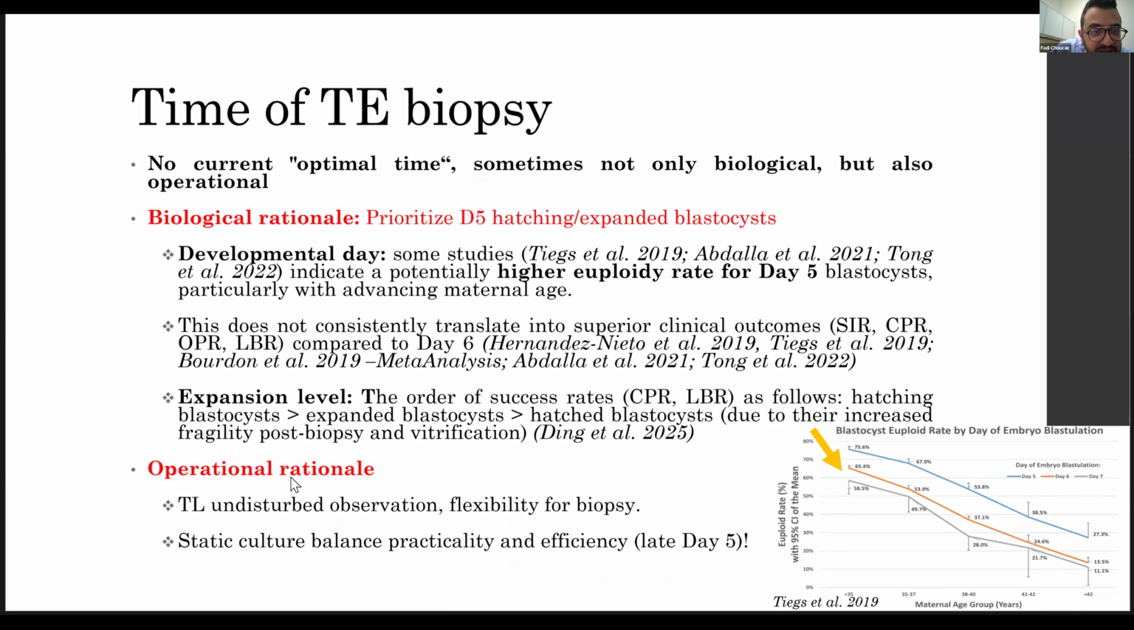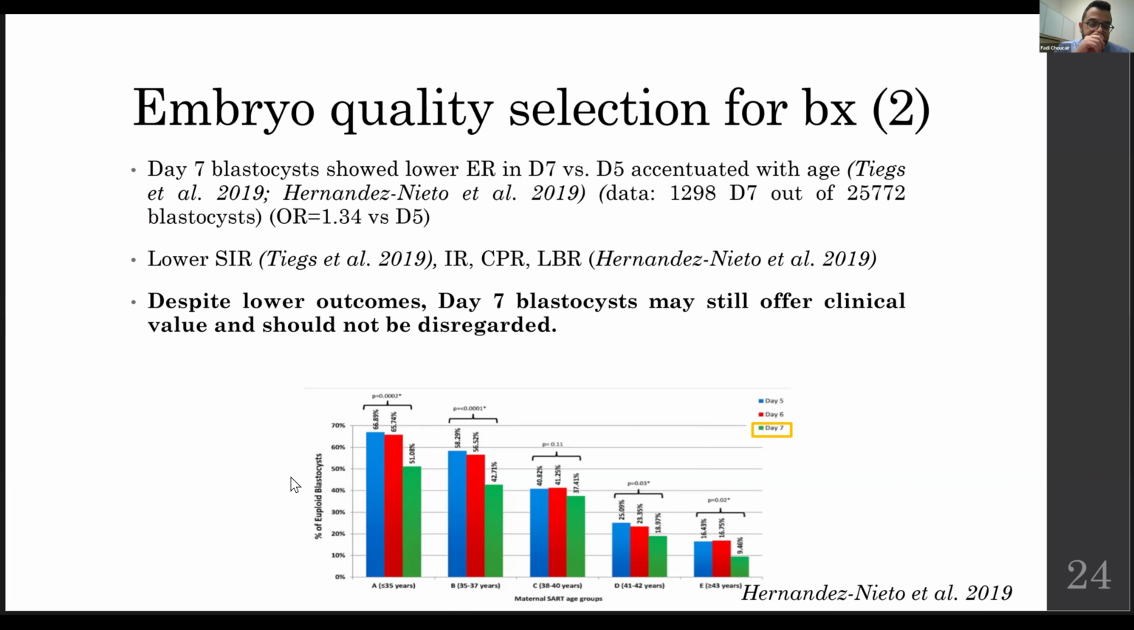Okay, when should we biopsy? And also here I need to mention day 7 blastocysts. Shall we biopsy day 7 blastocysts? Are they poor or good quality? Strong evidence showed that day 7 blastocysts have a lower euploidy rate, which is accentuated with age, and lower clinical outcome, lower sustained implantation rate, clinical pregnancy rate, and live birth rate. So despite having lower quality outcomes, they may still offer clinical value and should not be disregarded.